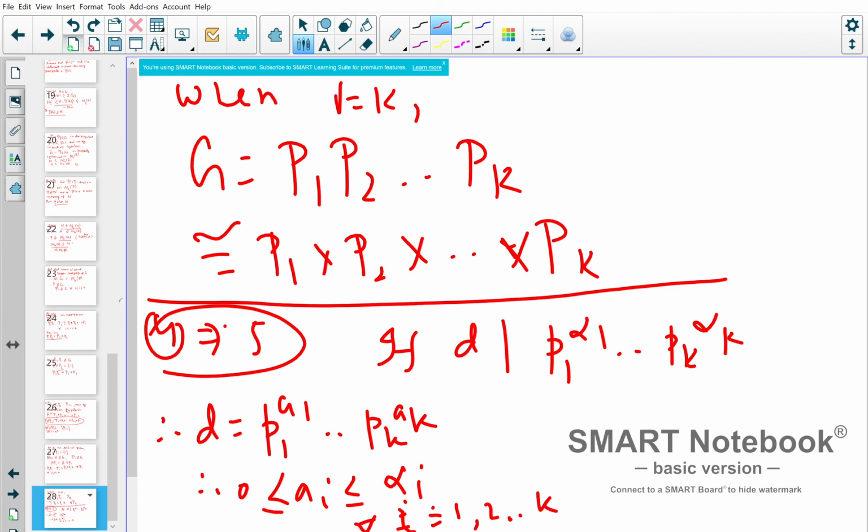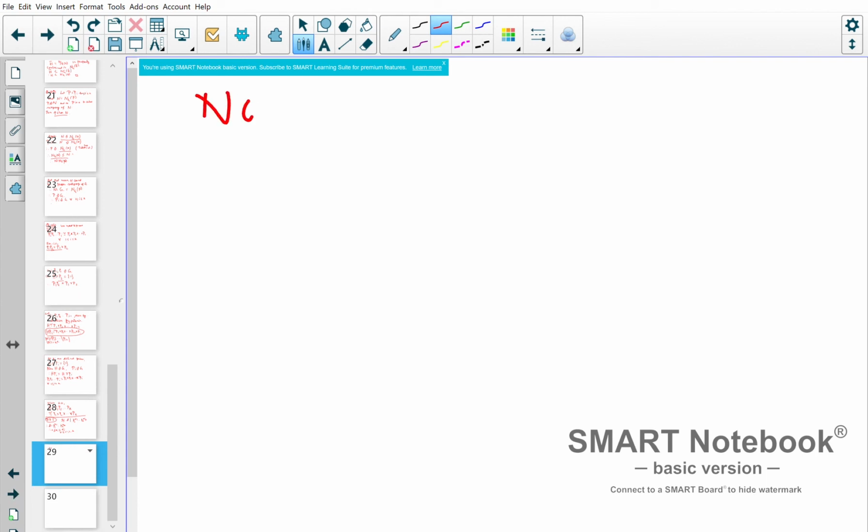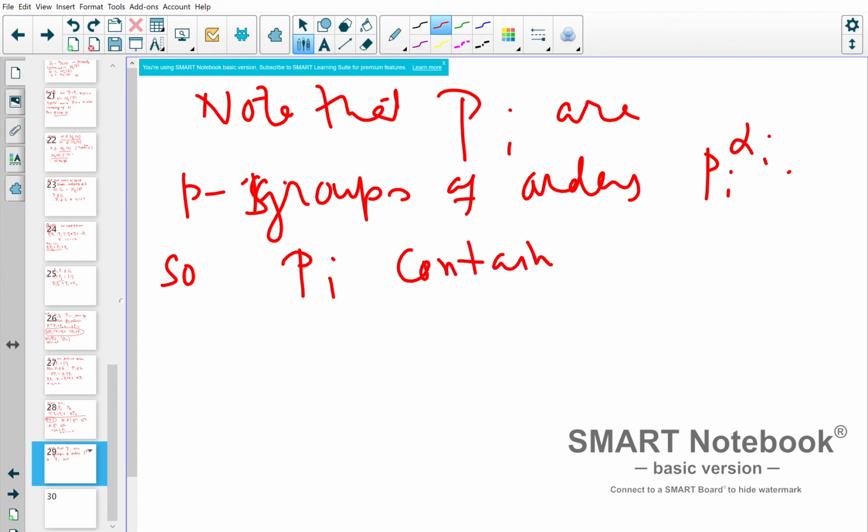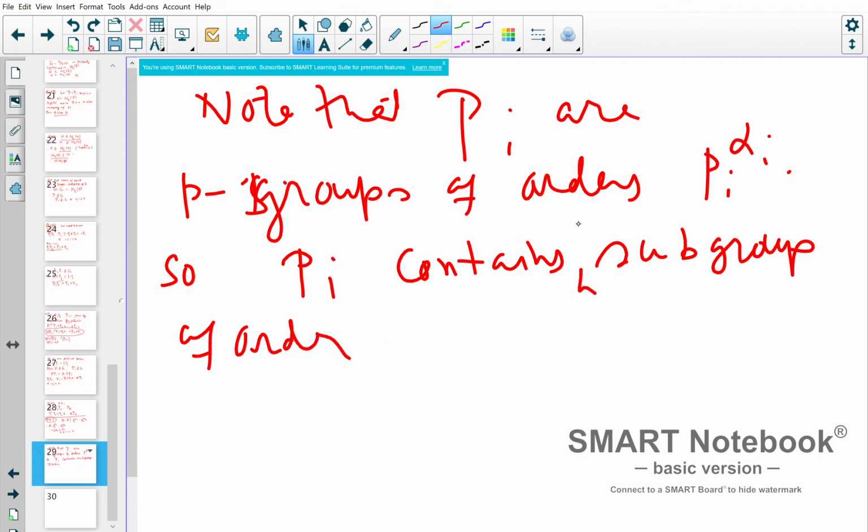But this is a p-group, right? So note that P_i are p-groups of order p_i^alpha_i, and so P_i contains, not only subgroups, but normal subgroups of order p_i^a_i, right? For all i equal to 1 to k.